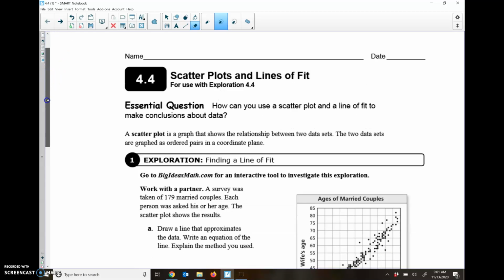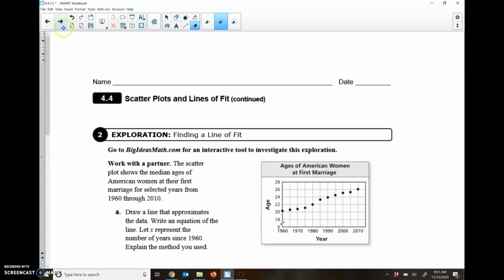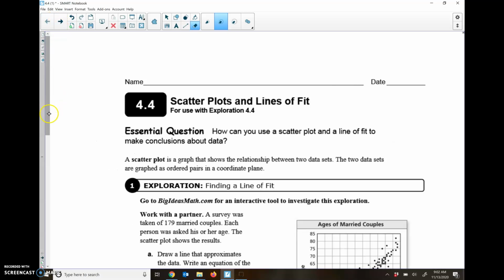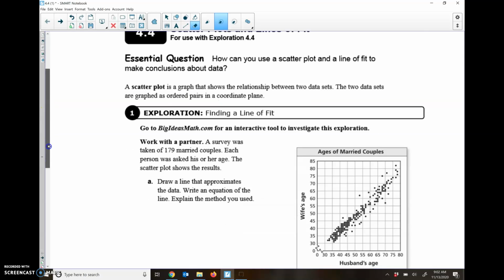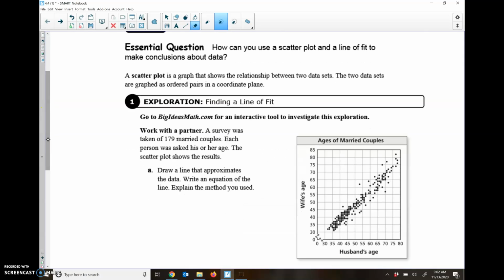So this is going to be a little bit shorter of a lesson. There's not a lot in this lesson. A scatter plot is pretty much what it sounds like. It's a plot of scattered points. You probably see these sometimes in science when they're talking about things like rainfall. It's not going to be an exact line. You're going to have dots scattered throughout the graph.